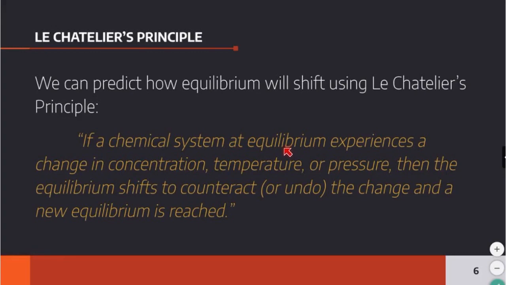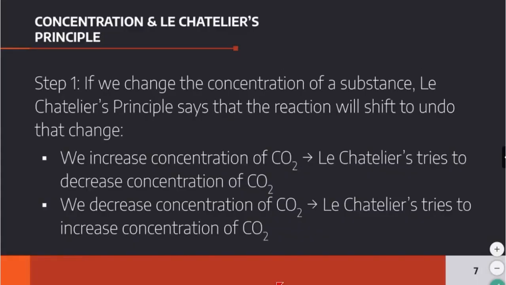The idea is that the reaction will always try to undo whatever change you made to it. If you increase the concentration, it's going to try to shift to decrease the concentration. If you increase the temperature, it's going to try to shift to decrease the temperature. If you increase the pressure, it's going to shift to decrease the pressure. So whatever you did to it, it's going to be out of equilibrium, and it's going to try to go and undo whatever you did to reach a new stable equilibrium. So let's go through how we figure that out.